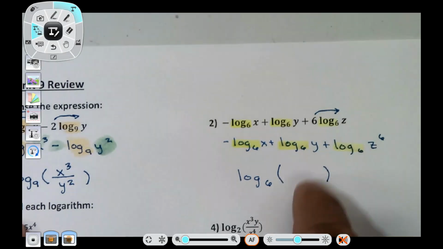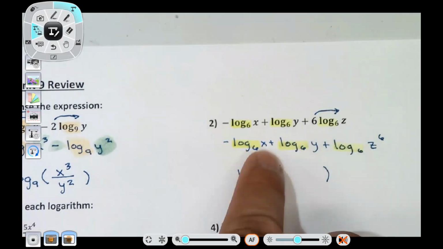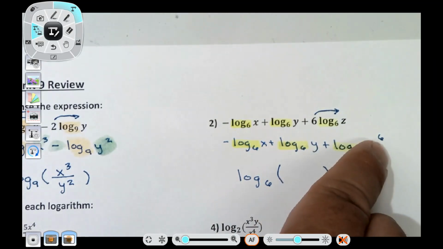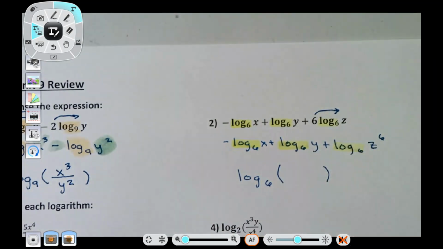Everything else goes in here. Yeah, there's a negative, there's an x, there's a plus, there's a y, there's a plus, there's a z to the 6, right? All of these things, as I go, I'm going to write them down. So let me show you what I mean by that.